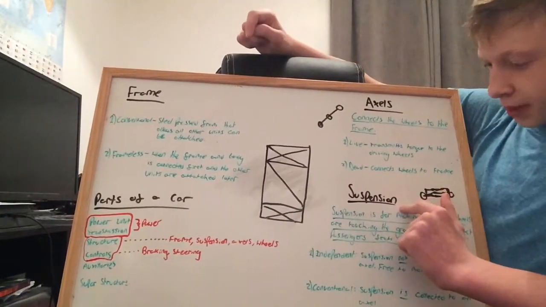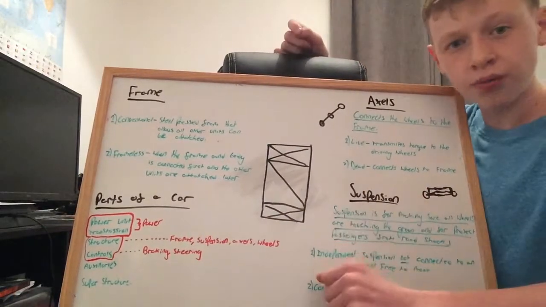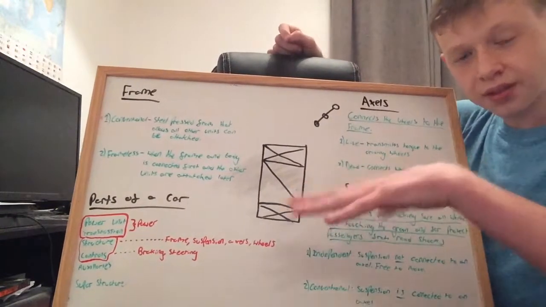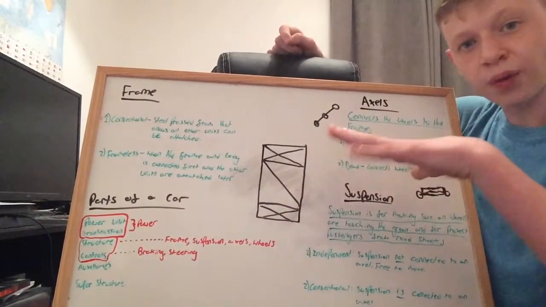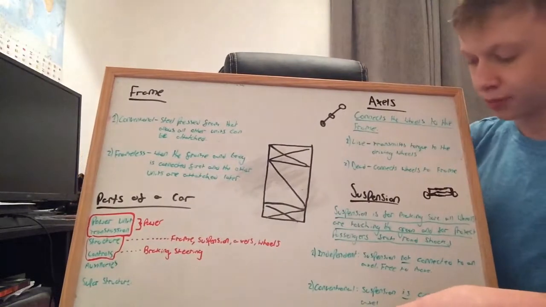Now going down to suspension. Suspension is for making sure that all 4 wheels, or all 2 wheels if you're on a motorbike, are on the floor at the same time. And it's also for protecting passengers from road shocks and basically potholes and bumps.